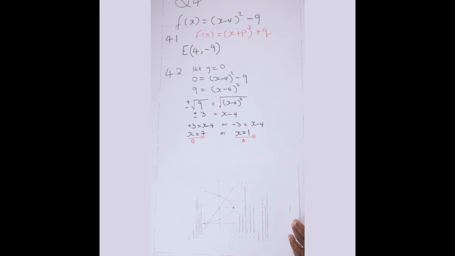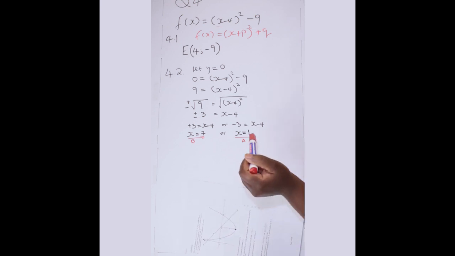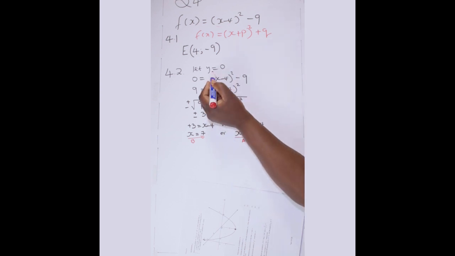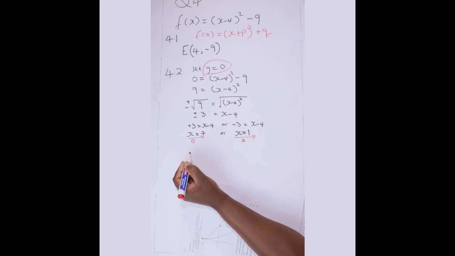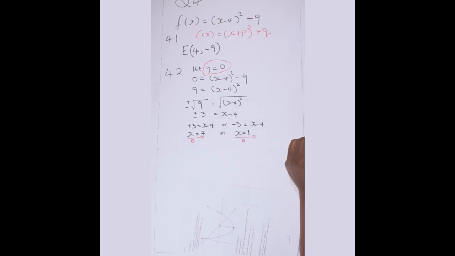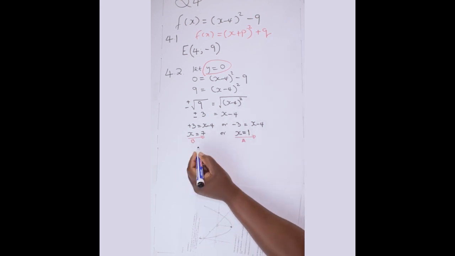Now the coordinates of A will be determined by 1 and something else, which is what we used at the beginning, where we said y is equal to 0. So our coordinates will therefore be written in the form of 1 and 0.